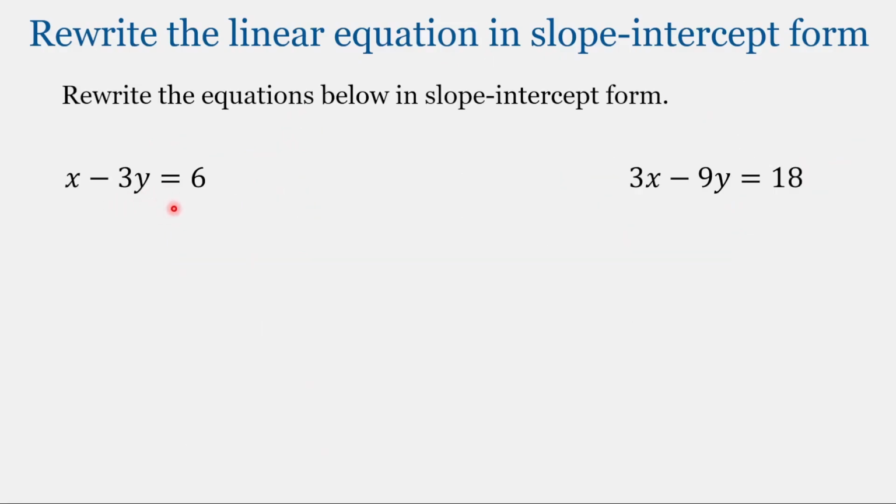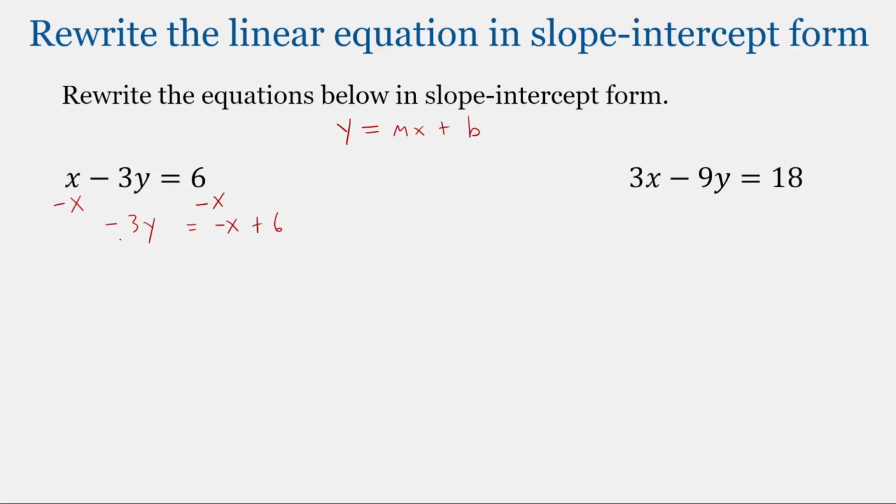Now let's convert these two equations, written in standard form, into slope-intercept form. With slope-intercept form, we have y equals mx plus b. So we're going to get that y all by itself on one side, solve for y. And as before, I'll keep the y on the left and move everything else to the right. So the first step, let's get rid of this x term. We're going to subtract x from both sides. We now have negative 3y equals negative x plus 6.